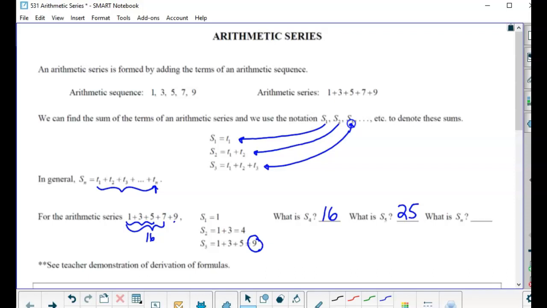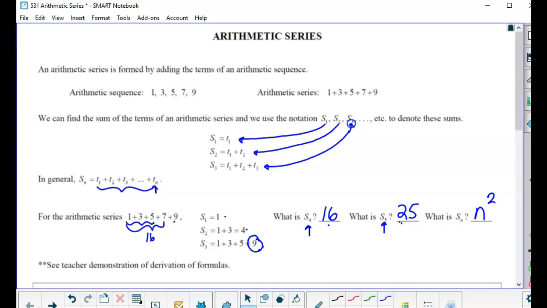What's a fast way of coming up with formulas? We'll take a look. 1, 4, 9, 16, 25. Those are perfect squares. Okay, so 25 is 5 squared. Well, 5 was the n value. 16 was 4 squared. Well, 4 was the n value. So this is n squared.